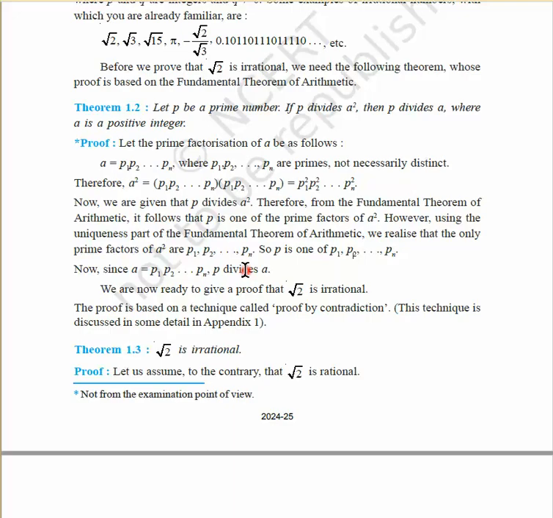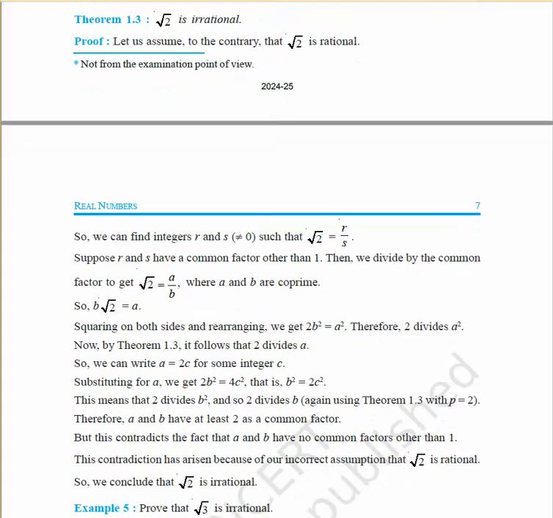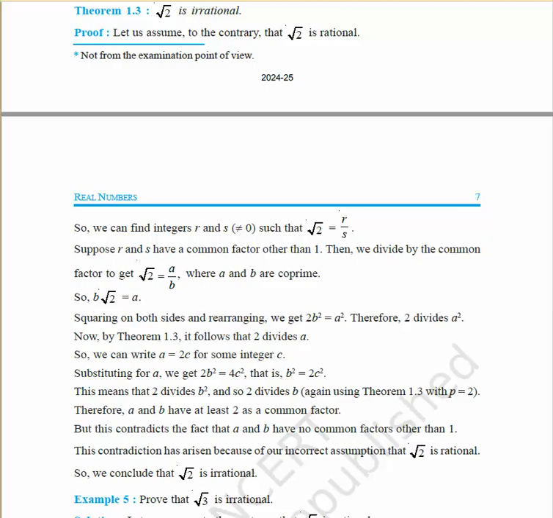We are now ready to give a proof that root 2 is irrational. The proof is based on a technique called proof by contradiction. Here they are trying to prove that root 2 is irrational, and let us assume to the contrary that this is a rational number. So we can find integers r and s, where s is not equal to 0, such that this number can be written as r divided by s.